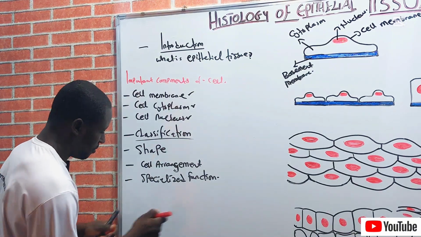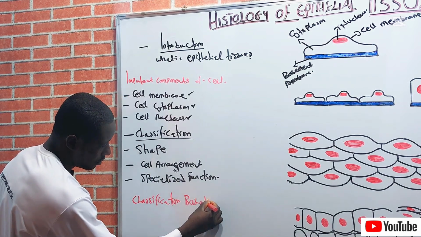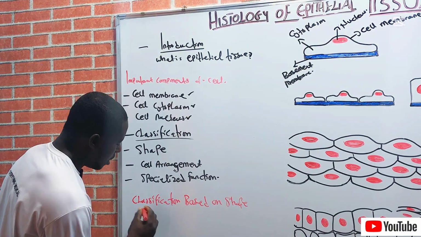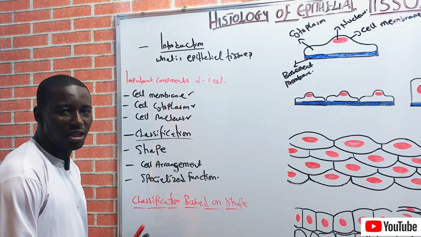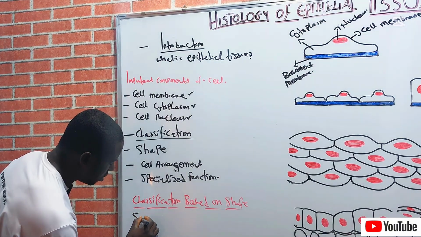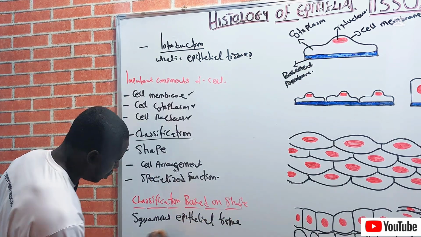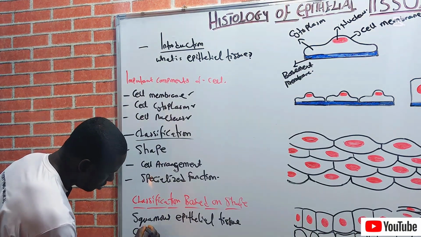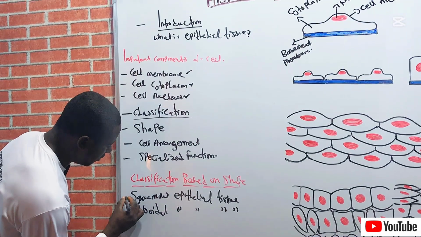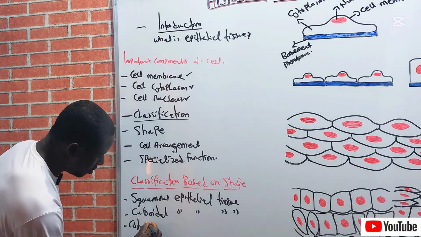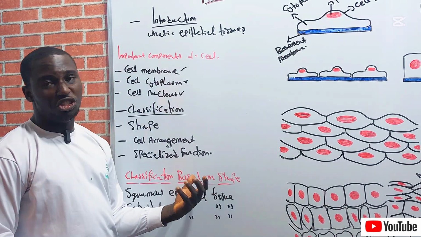Now, under classification based on shape, we have the following. We have the squamous epithelial tissue, the cuboidal epithelial tissue, and the columnar epithelial tissue. Now, these are the three classifications that are based on shape.